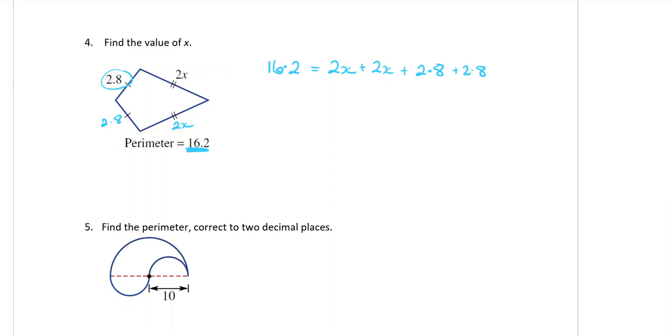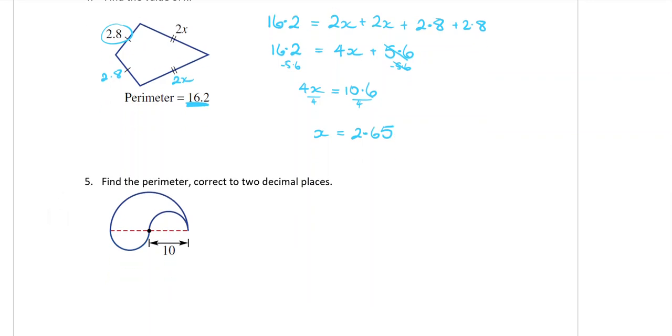Okay, now we solve the equation. Tidying up the right-hand side, we have 16.2 equals 2x plus 2x is 4x, and then plus 2.8 plus 2.8 is 5.6. Solving the equation, we will minus the 5.6 away, which gives 4x equals 10.6. Then we'll divide by 4, which gives x equals 2.65. So that's the value of x.